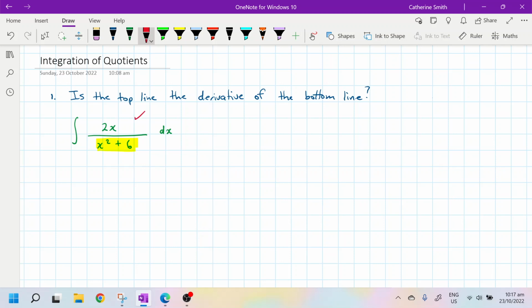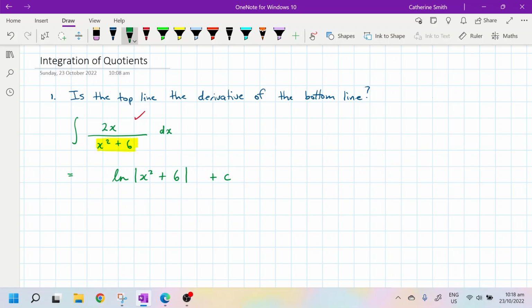So we know now that this is going to be a log, because when we take the log and put it in the absolute value, because remember you cannot take the log of a negative number, and so the top line is a direct derivative of the bottom line. When you differentiate back to check, you go 1 over the thing in the bracket, which is x squared plus 6, times the differentiation of what's in that bracket, which is 2x. So there's the first example.